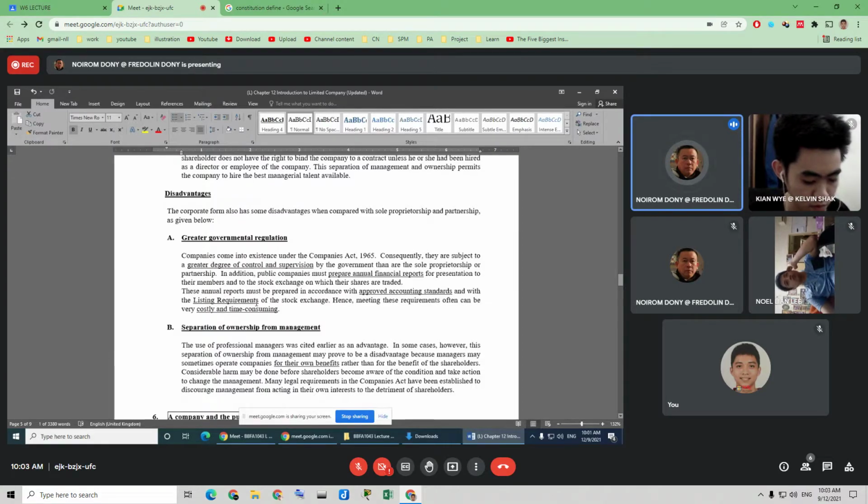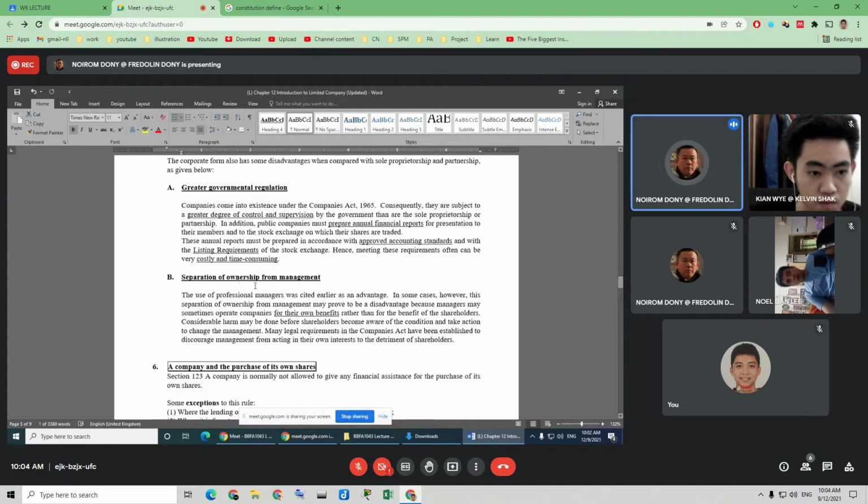And with the listing requirement of the stock exchange, hence meeting this requirement often can be very costly and time consuming. Time consuming meaning you don't prepare it like today, one day, then we can prepare. This one is taking longer time because you have to make sure all the rules and requirement are being observed. Okay, so time consuming. So that is the first disadvantage.